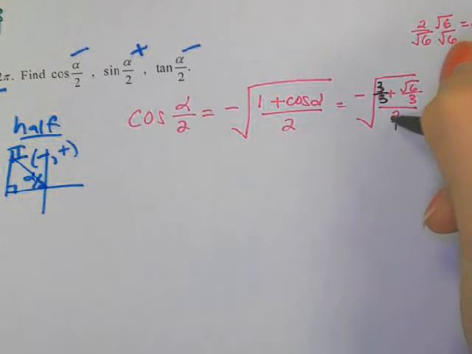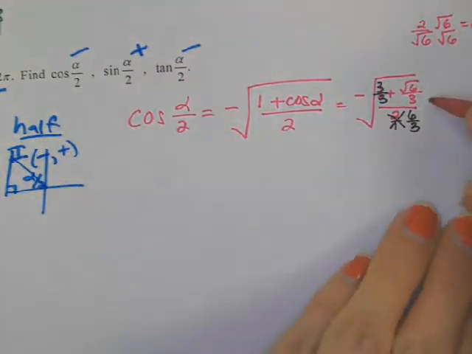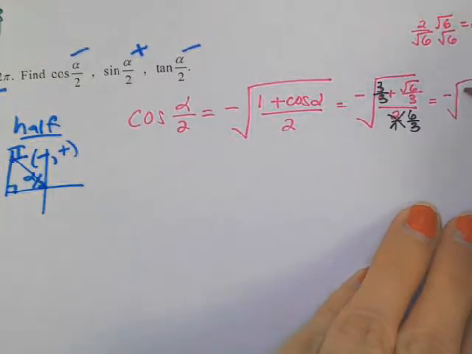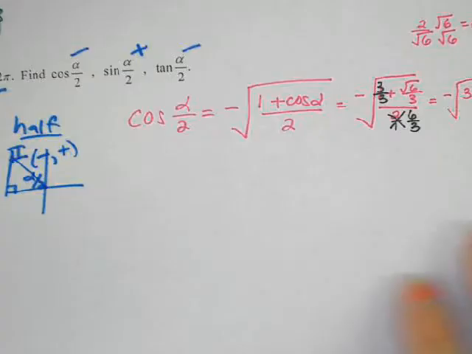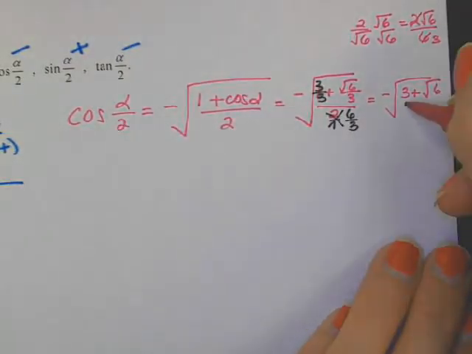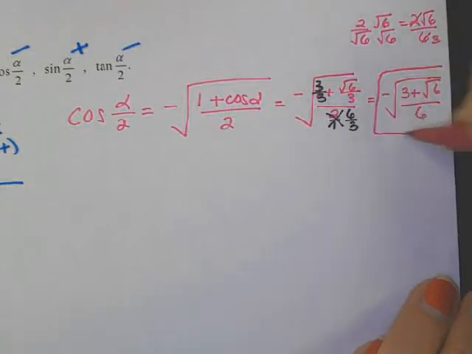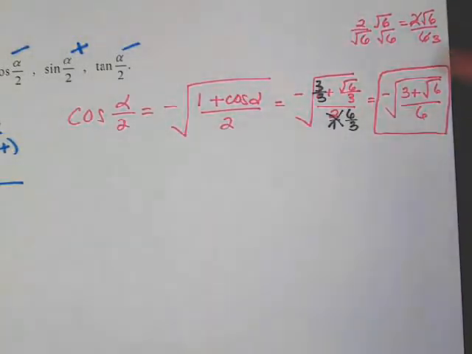Okay, all those denominators cancel out, and so we have negative square root of 3 plus radical 6 all over 6. And I think we're just going to leave our answer like that. Okay, when you're doing the uglies, let's just keep them ugly. Otherwise, we'd have to rationalize within the radical, and it just becomes a big mess. Okay, if you can do the half angle formulas, you're looking good.